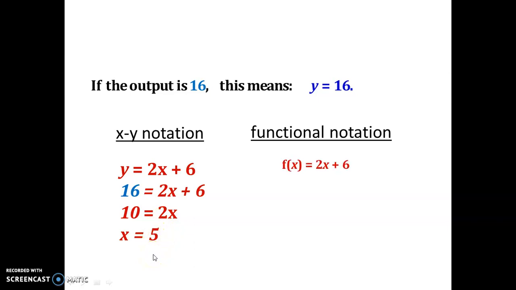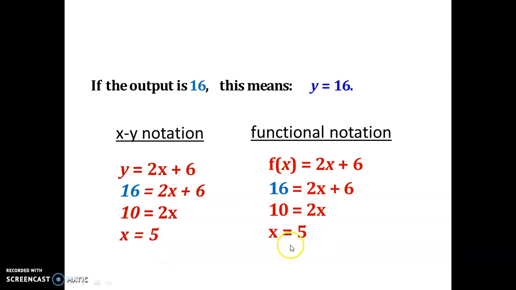Let's try the same thing in functional notation. There's the same equation written in functional notation. Again, the output is 16. So the output, the f of x, is replaced by 16. A common mistake here is students will write 16 here and they'll keep that x there, but this whole thing is like your y value, so this whole thing is replaced by 16. So 16 equals 2x plus 6. And again, you solve that the same way as here. Minus 6, divided by 2, and you get the same answer.